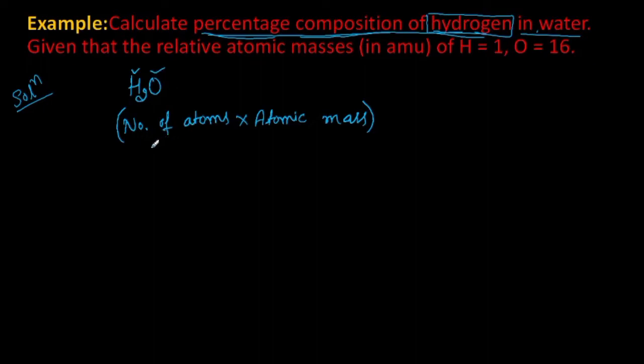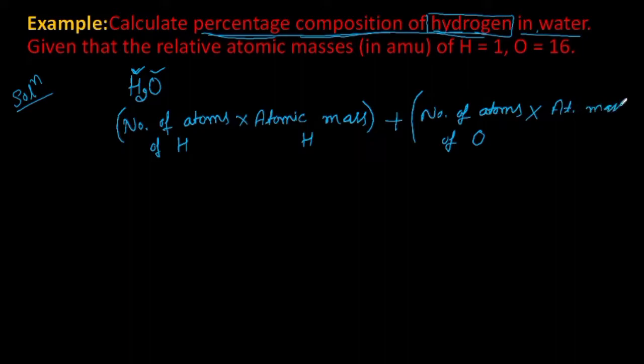So number of atoms of hydrogen and atomic mass of hydrogen. Now we have done it for hydrogen, plus we have to add it. You know why? Because these two elements are combined. That means the mass of the hydrogen and oxygen gets added up while forming the molecule. So number of atoms of oxygen into atomic mass of oxygen.